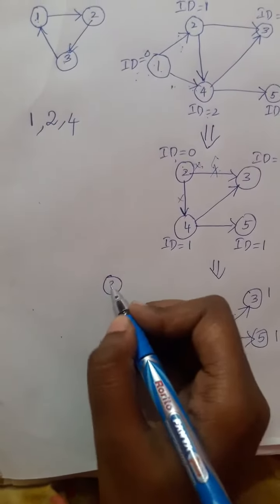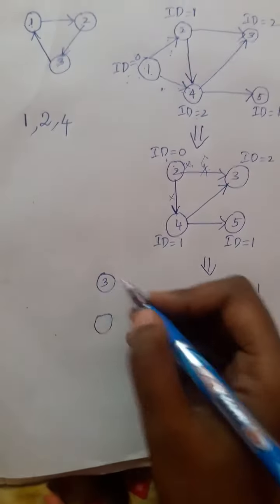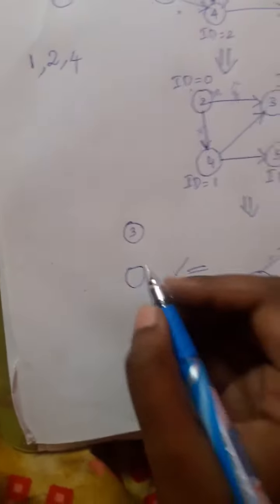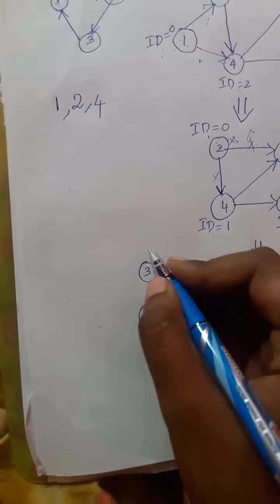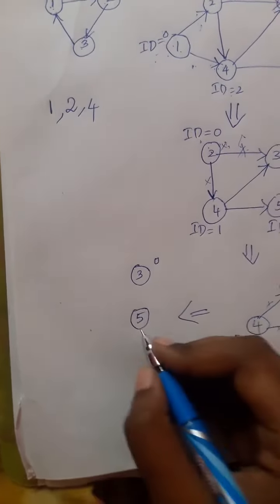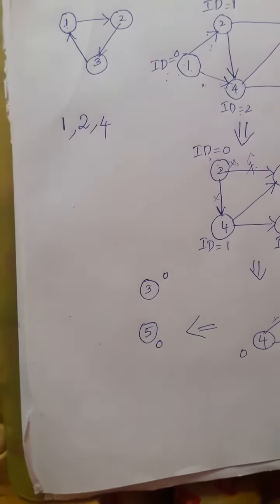What will remain? There is no arrow mark from 3 to 5. In the first diagram itself, there was no arrow mark. So here there will be no arrow mark either. So what is the in-degree? No in-degree or out-degree. So 0 will be the in-degree for 3, and for 5, again 0 will be the in-degree.